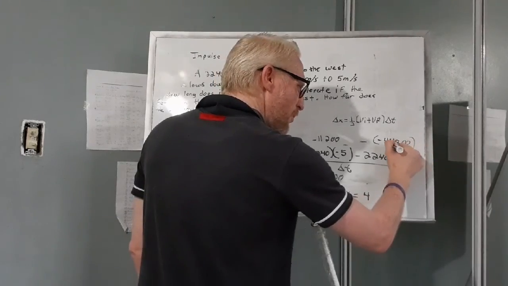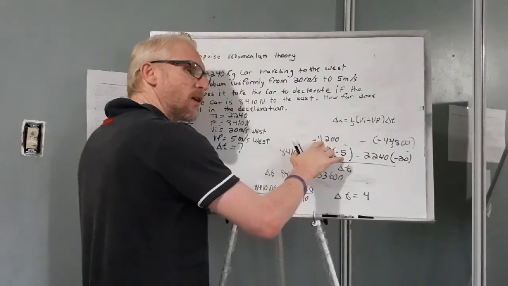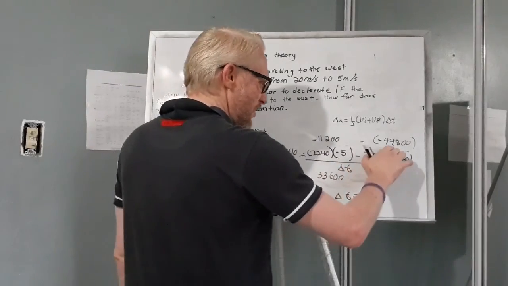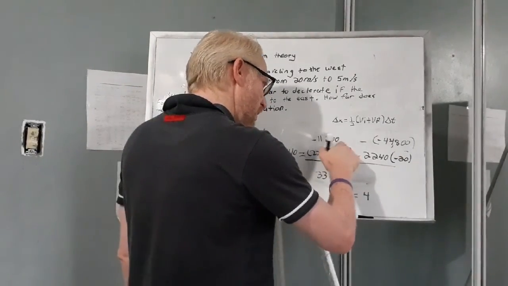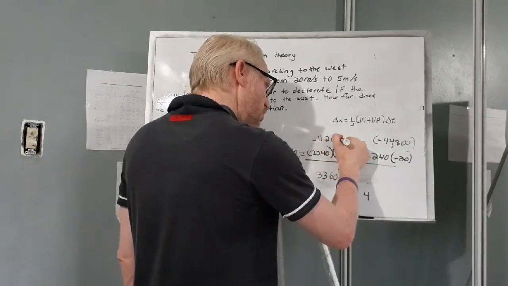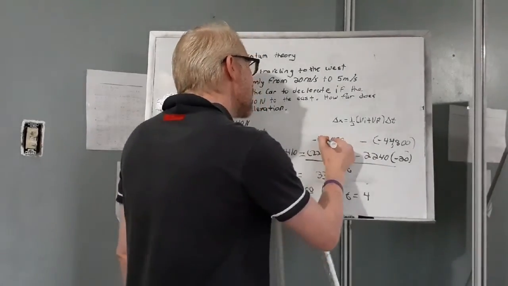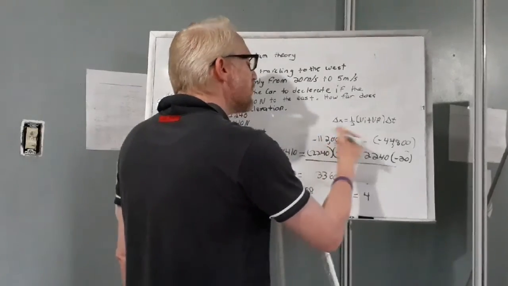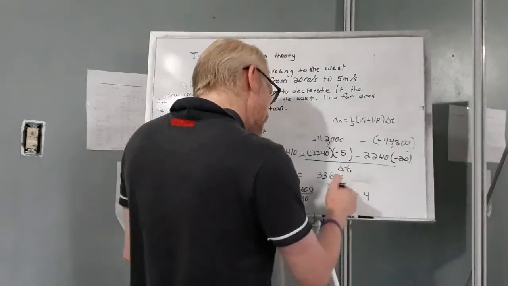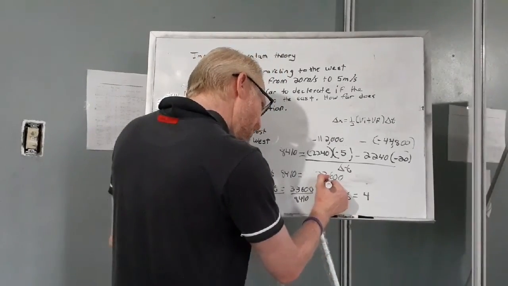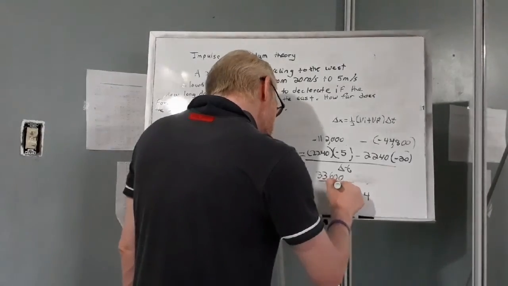So that way, this is what happens. Okay, so once again, the product of this gives me negative 11,200, and the product of this gives me negative 44,800. So I'm going to subtract, which means I'm going to say negative 112,000 minus negative 448. It's actually a subtraction problem, and that leaves me with 33,600. Now, over, of course, the change in time.